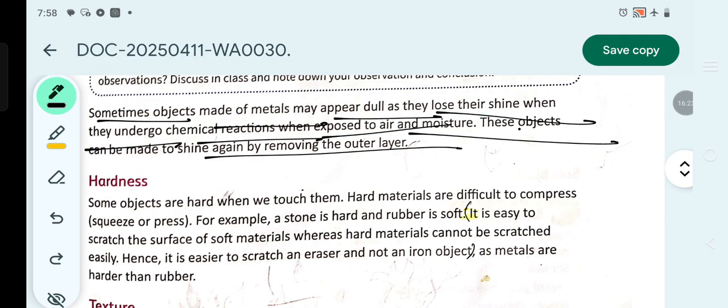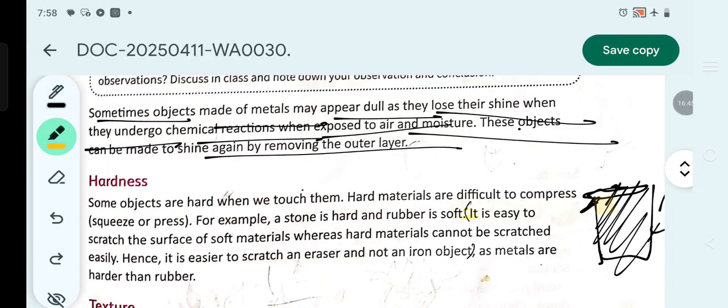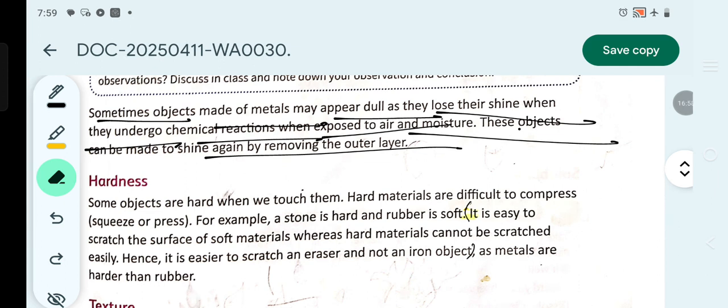Like you have seen copper, right? Suppose there is a copper jug. You have seen a copper jug at some point in your life. So what can you think of it? Is the copper jug never going to lose its shine? At some moment it's going to lose its shine, but if we remove its outer layer completely, then it will be shining completely again.